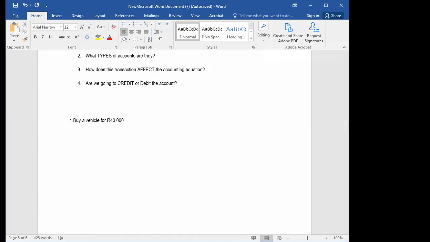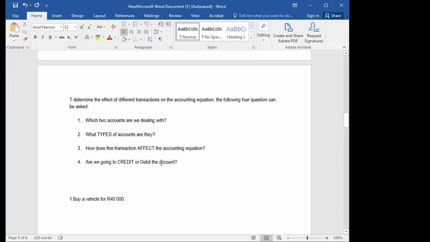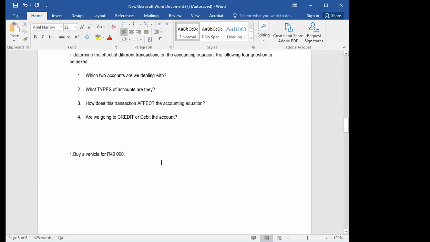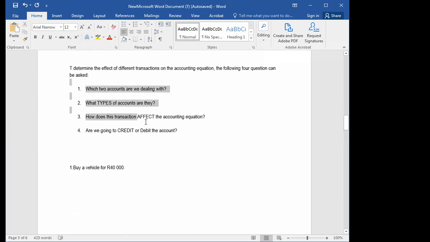We need to see the effect on the accounting equation. We need to apply the double entry principle. First thing we need to do, here are the questions that we need to ask ourselves before we can record any transaction. Therefore, let's use these questions. The first question says: which two accounts are we dealing with? In this transaction, two accounts must be affected automatically. Therefore, let's just see those two accounts, guys.